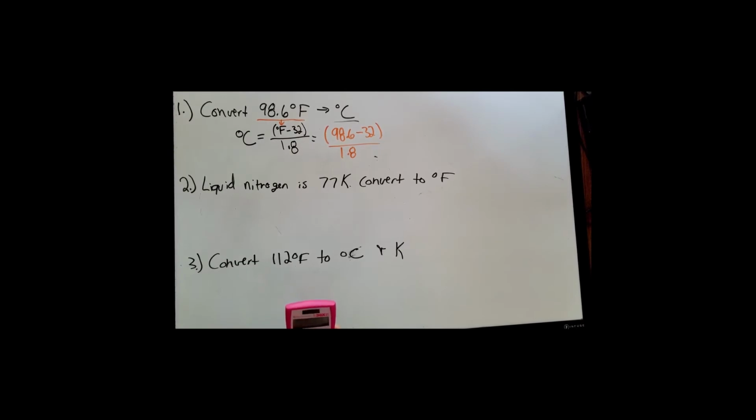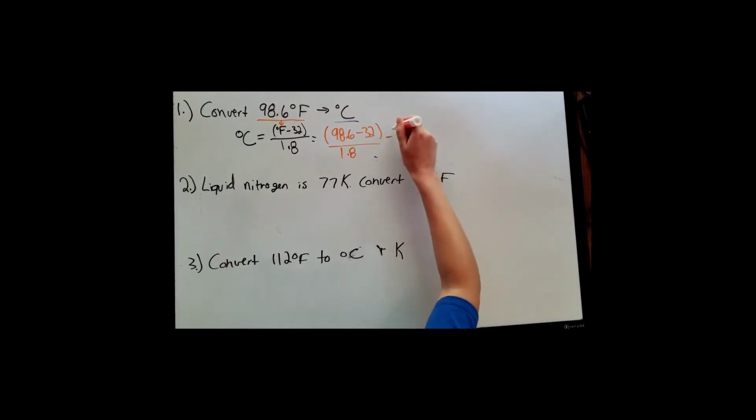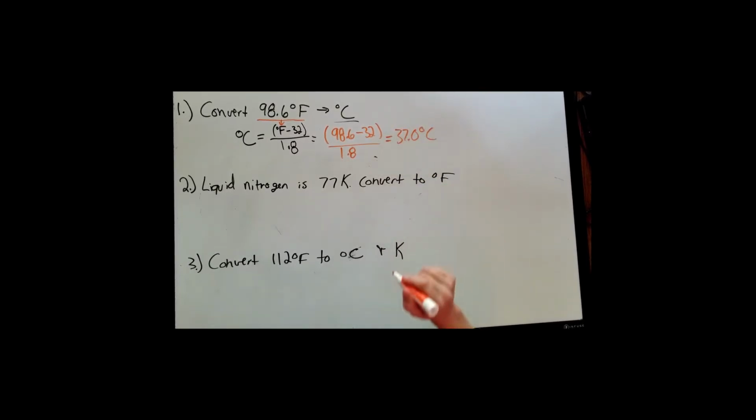So when I calculate this out, I get 37 degrees Celsius. So if you were in a European country or even Canada, and you took your temperature, you would hope that the thermometer read 37 since they use Celsius. So let's look at the second question.